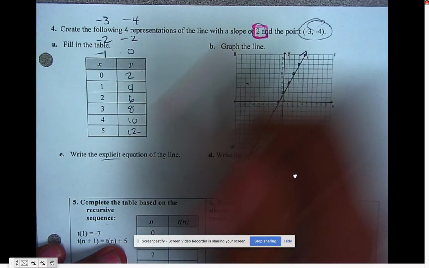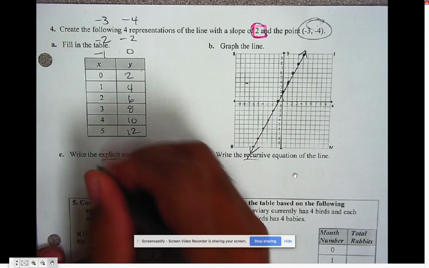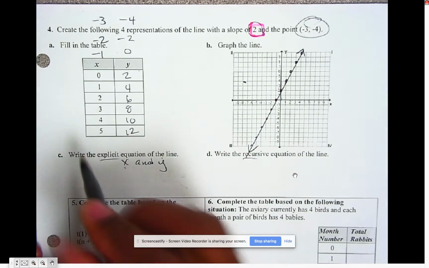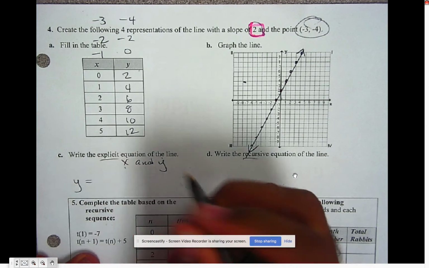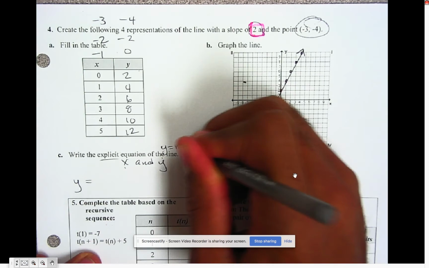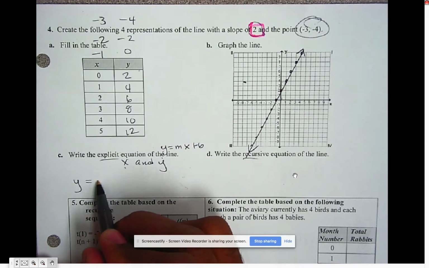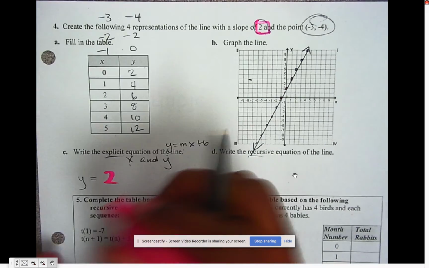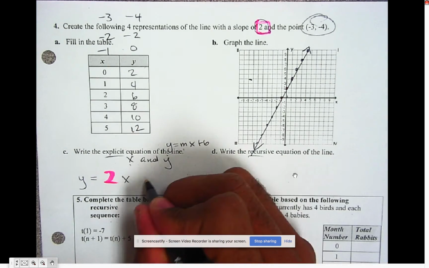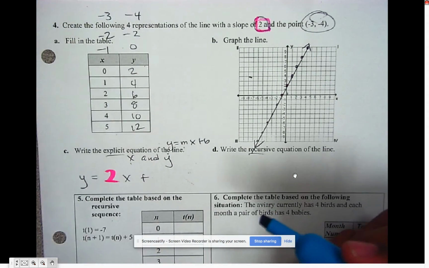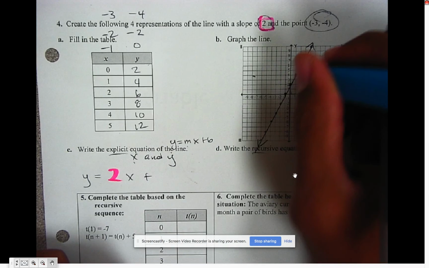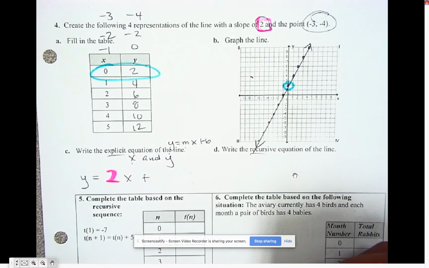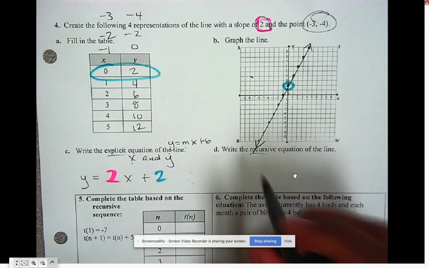All right, so now write an explicit equation. Okay, so now here's when I want to use x and y in this case. So y equals, remember we're using y = mx + b to make an equation. Okay, the m is our 2. That's our slope. Then we're going to put x, and then plus the b. Well, I can see that in 2 different places. Here I know that it's wherever it touches the y-axis, so it's 2, but I also see it here at (0, 2) in the table. Okay, so plus 2.